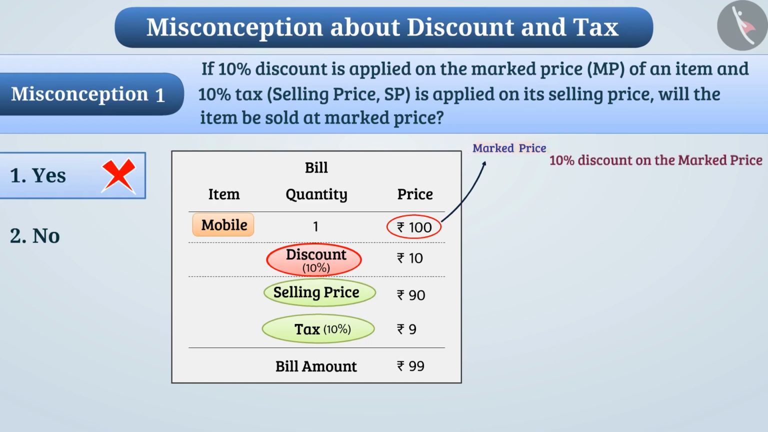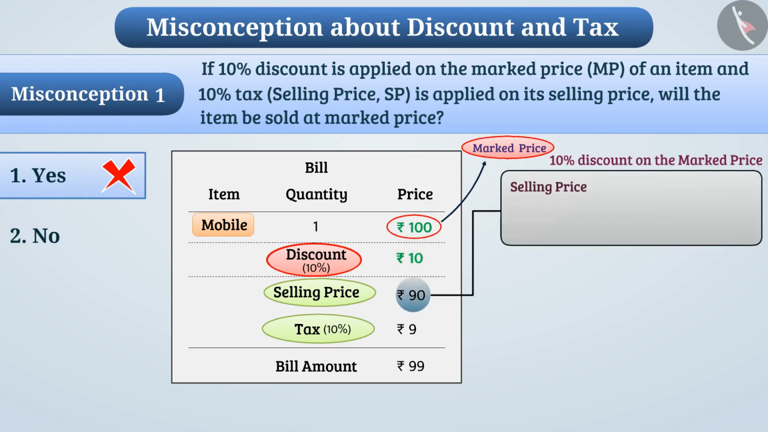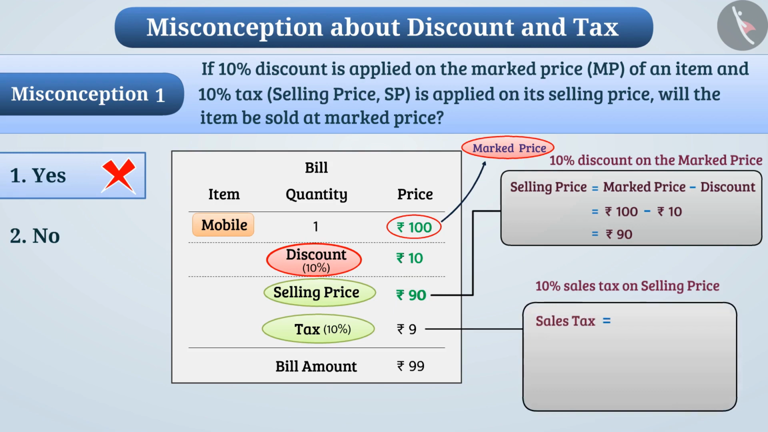That is, if the value of the item is rupees 100, then the discount will be rupees 10. In this way, the selling price is equal to marked price minus discount, is equal to 100 rupees minus 10 rupees, is equal to 90 rupees. Since sales tax 10% is levied on selling price, hence sales tax is equal to 10% of rupees 90, is equal to 10 by 100 multiplied by 90, is equal to 9 rupees.